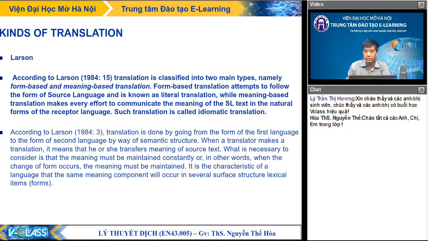And also, we continue to look at the kinds of translation. This is Larson. According to Larson, translation is classified into two main types: form-based and meaning-based translation. The form-based translation attempts to follow the form of the source language and is known as literal translation, while the meaning-based translation makes every effort to communicate the meaning of the source language text in the natural forms of the receptor language. Such translation is called idiomatic translation. It means that the translator has to make a lot of guesses.